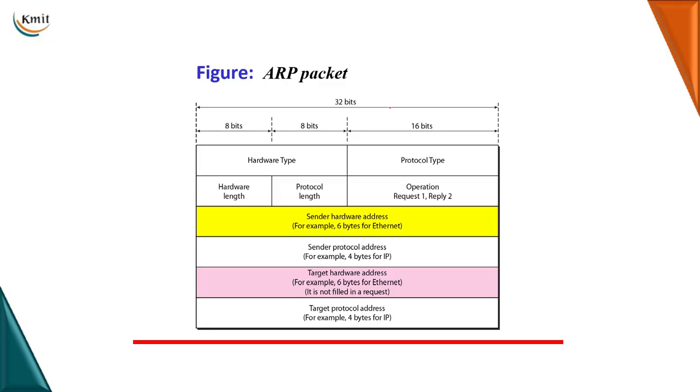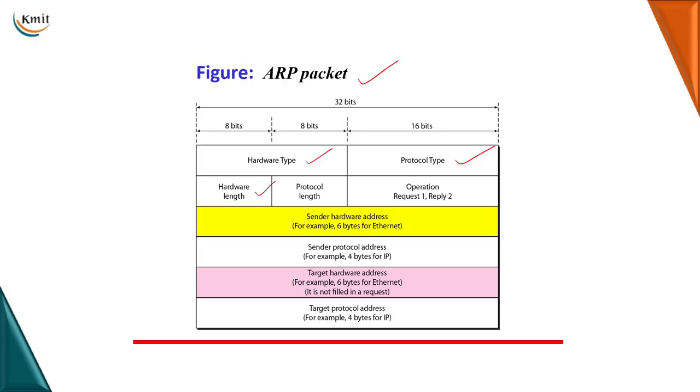Now, what is an ARP packet? As we have learnt the IPv4 packet and IPv6 packet formats, like that we have an ARP packet format also. It's a 32-bit packet where it has the following fields. Hardware type. What does hardware type specify? Hardware type specifies the type of the network on which ARP is running. For example, the network is Ethernet. Protocol type specifies the type of the protocol. As such, it is the ARP protocol.